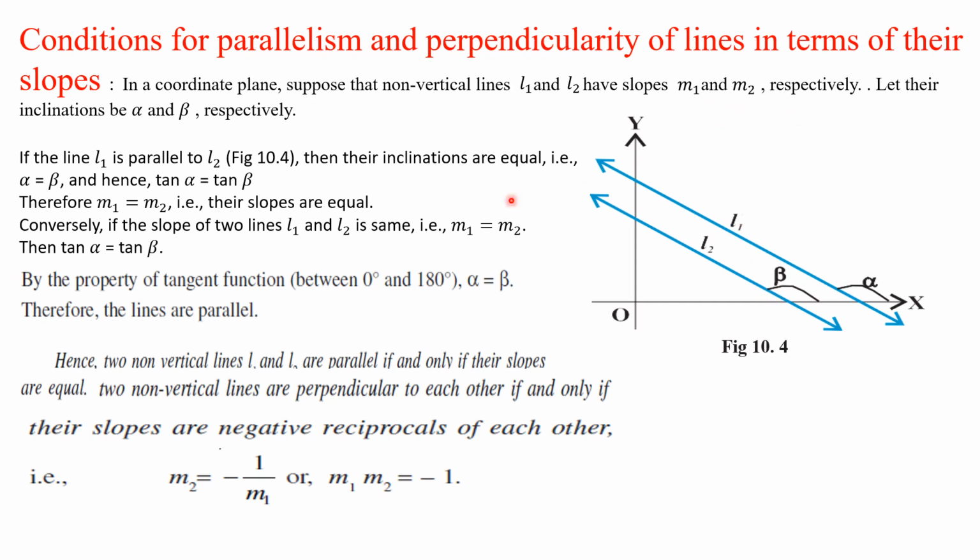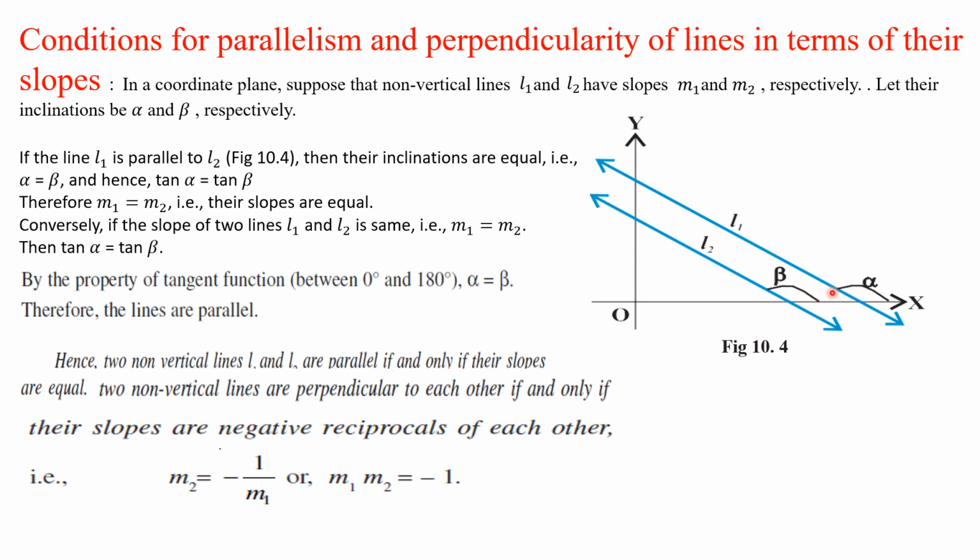Okay, my children, let their inclinations be alpha and beta respectively. Understood this point. If the line L1 is parallel to L2, see this figure like this, then their inclinations are equal. So alpha is equal to beta because these 2 angles are corresponding angles. Do you remember this point, my children?